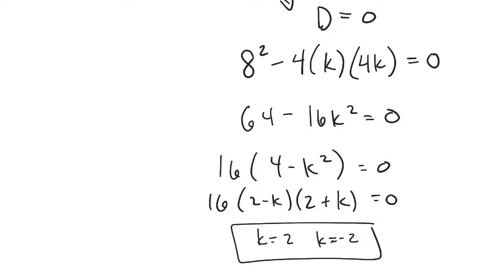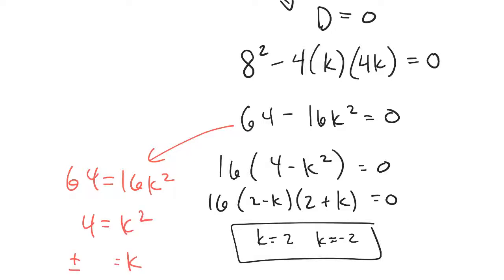Now, had I done it the other way, I'm going to get the same answer. Let's do that in red over here. 64, move the 16k squared over. We can even divide by 16 actually to make it even easier to start. And then we'll square root it. And we get k equals plus or minus root 4, which is plus or minus 2. So the same answer either way we do it.